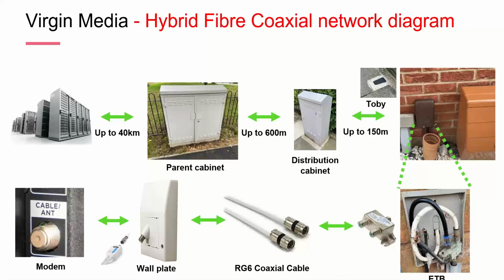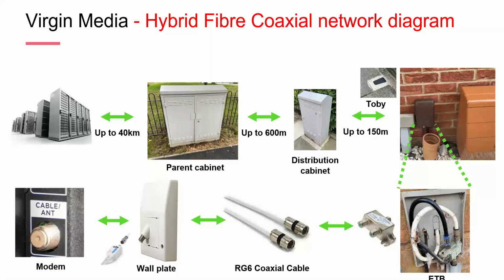So we look at Virgin Media's network. The cable network is technically called a hybrid fibre coaxial network, and that involves fibre running from the exchange equipment up to 40 kilometers to parent cabinets, at which point it will run coax to distribution cabinets, and then up to 150 meters from each distribution cabinet to the individual premises.